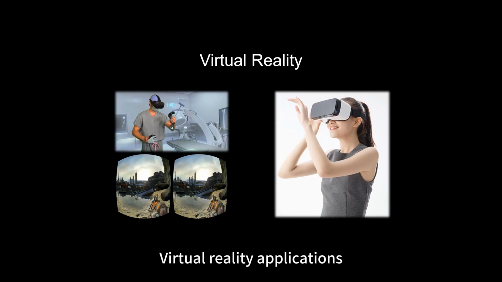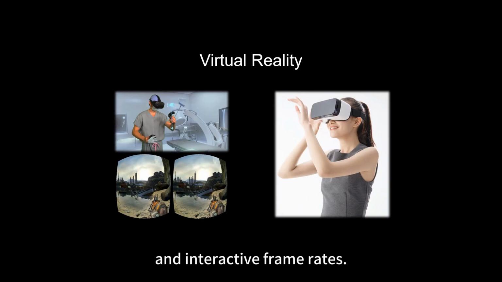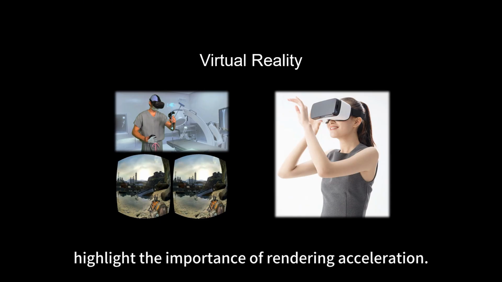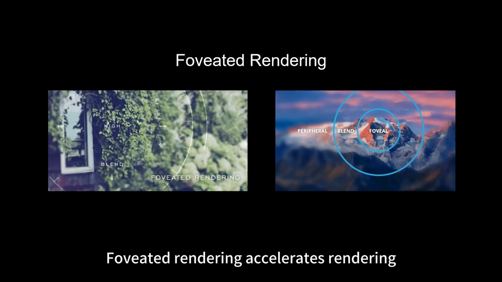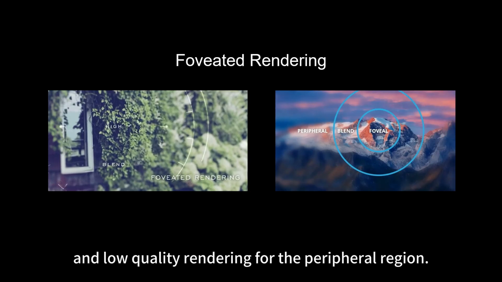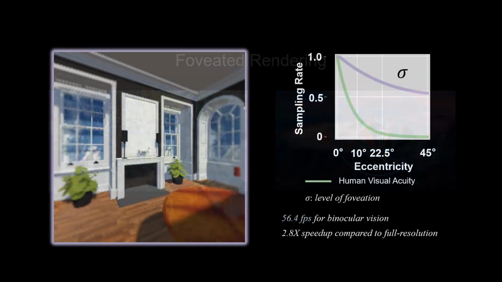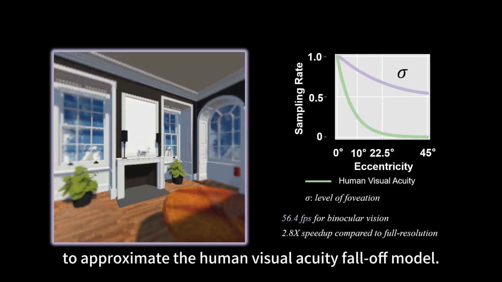Virtual reality applications, such as entertainment and healthcare, rely heavily on high-resolution displays and interactive frame rates. These high computational demands highlight the importance of rendering acceleration. Foveated rendering accelerates rendering by using high-quality rendering for the foveal region and low-quality rendering for the peripheral region. Foveated rendering lowers pixel sampling rate at the periphery to approximate the human visual acuity fall-off model.